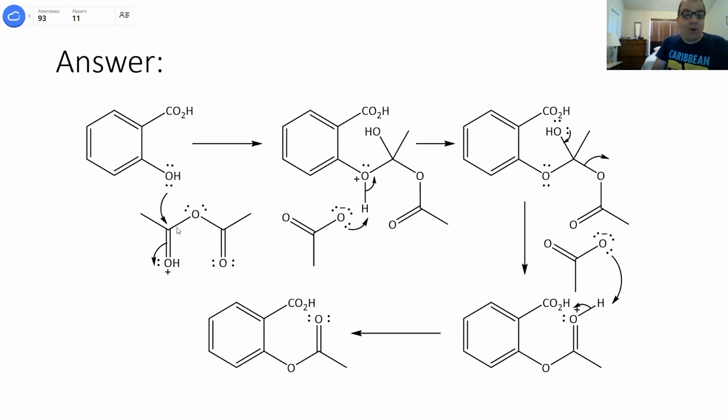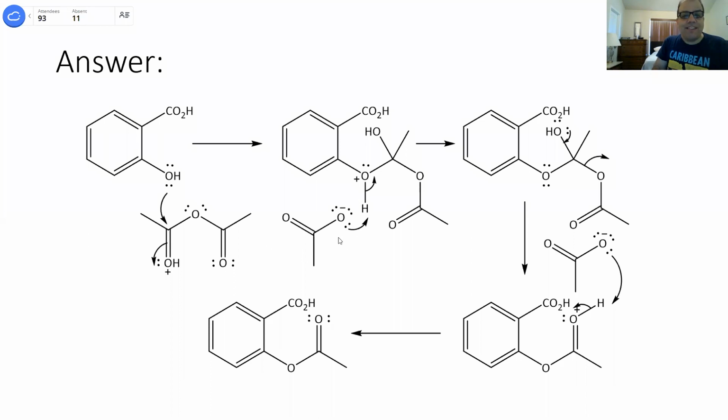So our phenol can add now to that carbonyl, just like it would if this were a chlorine instead of another acetate group. Our alcohol can add. And then we need some proton transfers. And for this, it's reasonable to have an acetate ion.